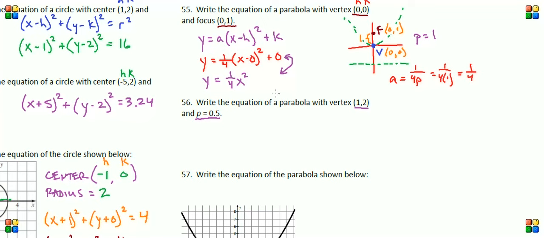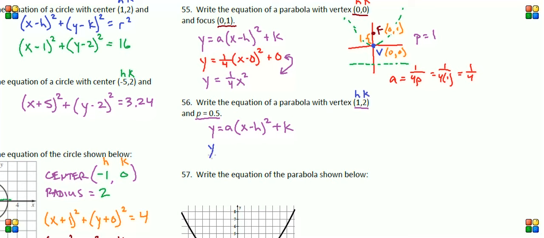So let's go ahead and write our equation out. Our equation for a parabola is y equals, man, that got really messy. Let's try that a little bit neater. y equals a times (x minus h) squared plus k. We know that our vertex tells us the value of h and k. h is 1, k is 2.